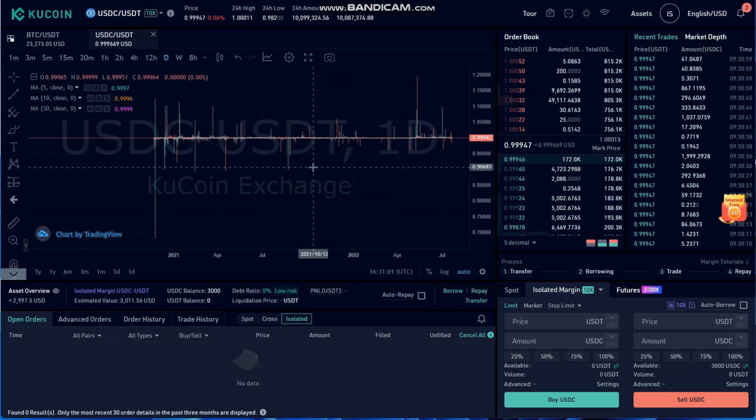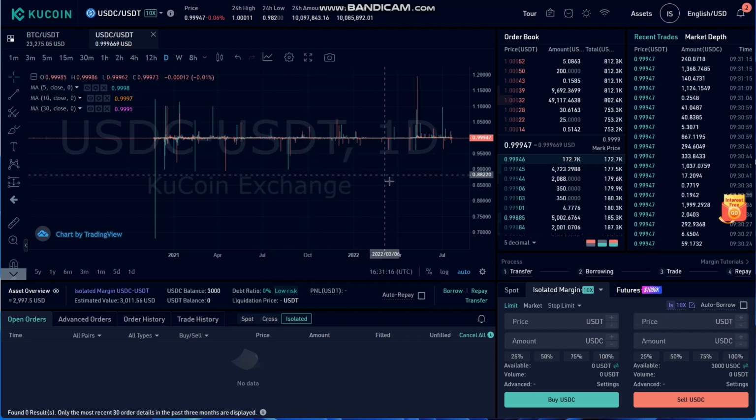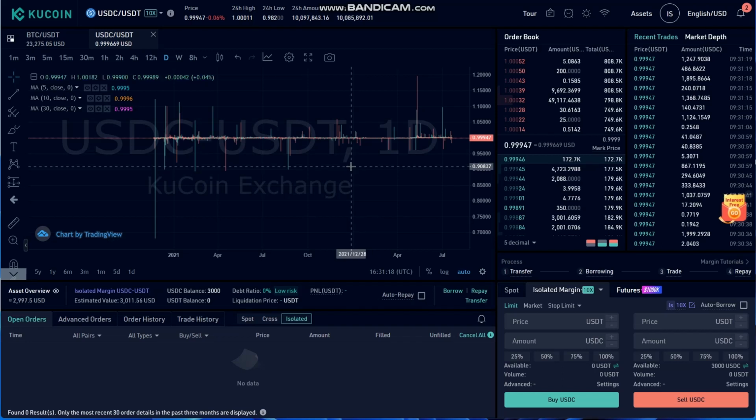I got this idea a couple months ago since I was sitting on stables since about November, December. Instead of just putting it into an APY where you get like 30% a year or whatever, which is still really great, I found this chart and I was like, this could be an amazing trade opportunity.